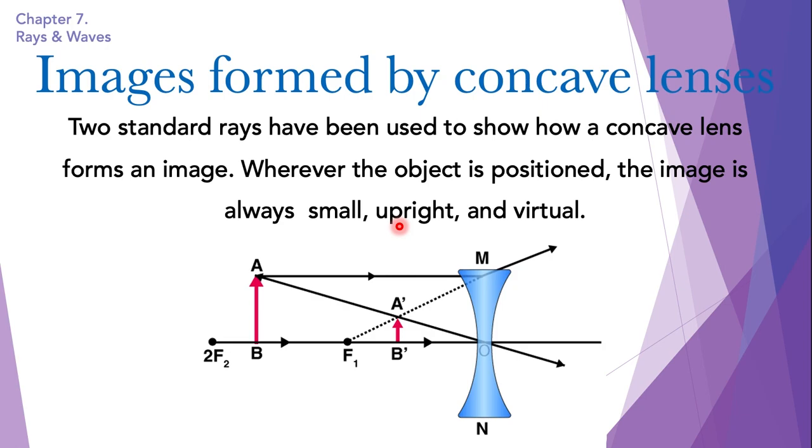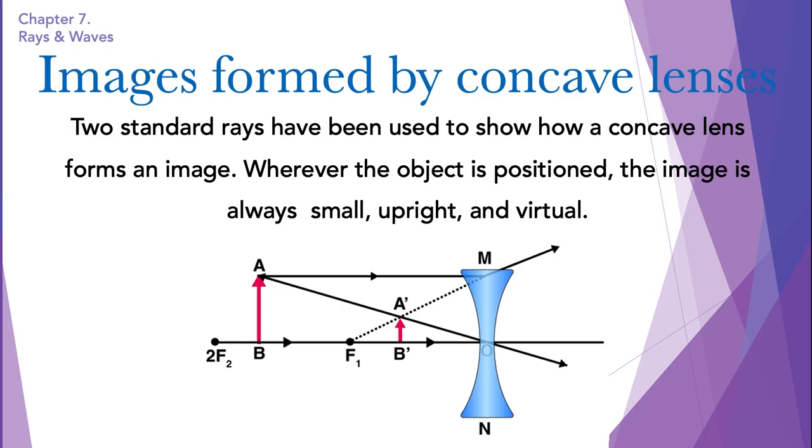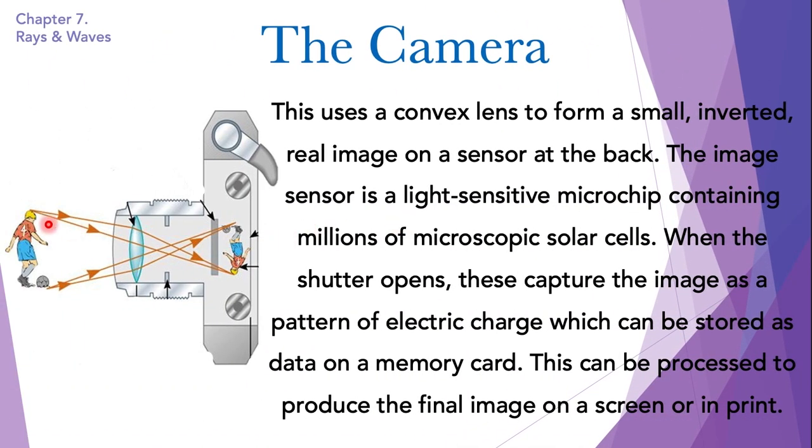So now that we've understood concave lenses as well as convex lenses, we can move ahead to looking at some real-life examples where lenses are used. And the first example is going to be the camera. So yes, the camera uses a lens to form images. A camera uses a convex lens to form a small inverted real image on a sensor at the back.